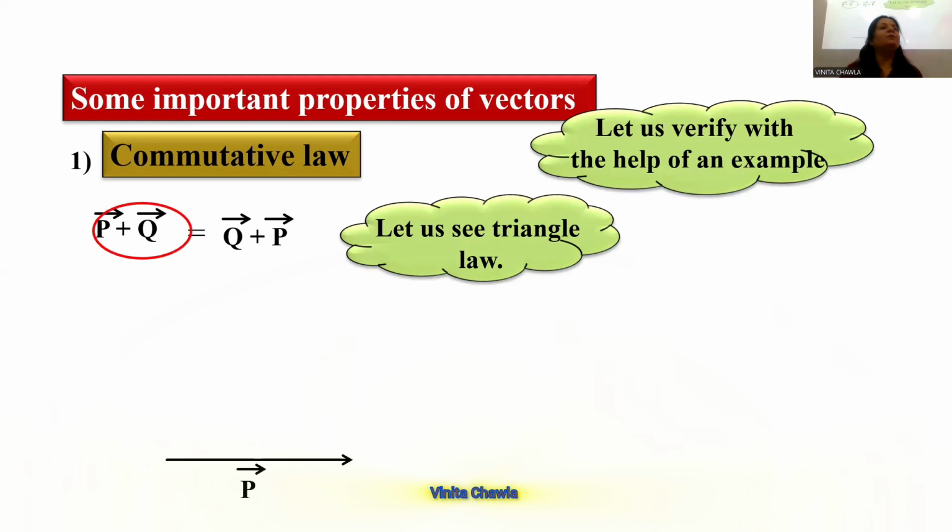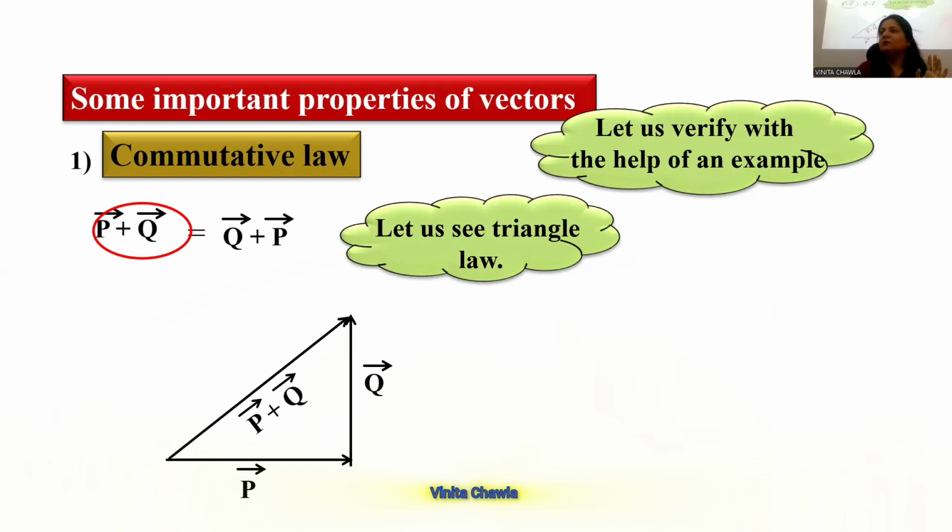See, if we have vector P and vector Q, okay, so these are two vectors. Vector P and vector Q. So if we have to draw the resultant vector, then how do we draw? We draw like this. So this vector represents vector P plus vector Q.